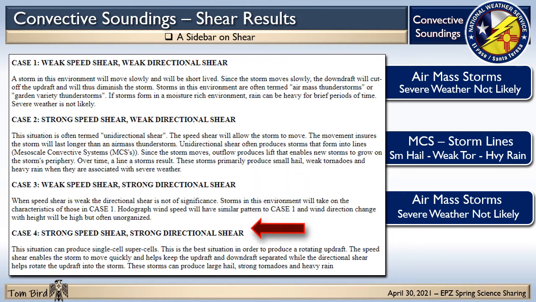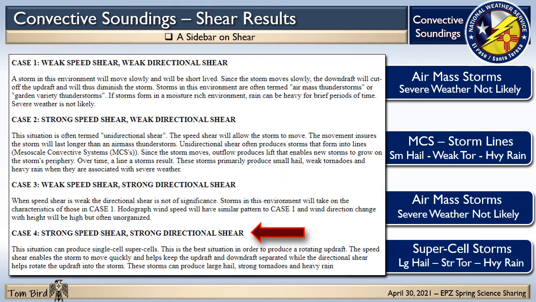Then finally, you have the case where you have both strong speed and directional shear. In that case, that's where your supercells tend to form with large hail, strong tornadoes, and heavy rain possible.